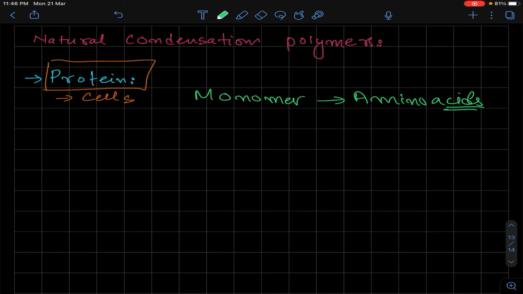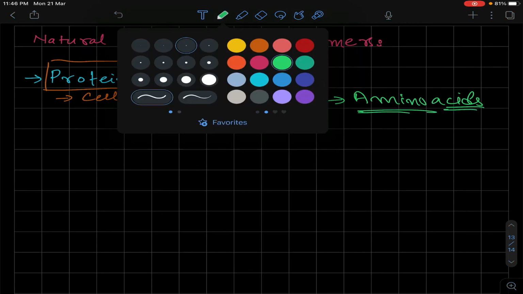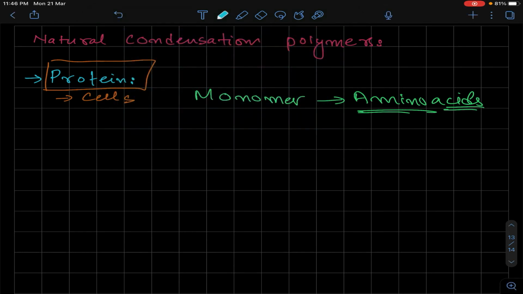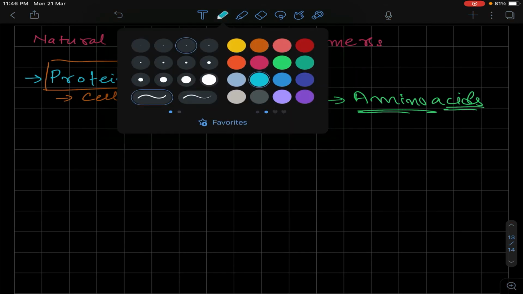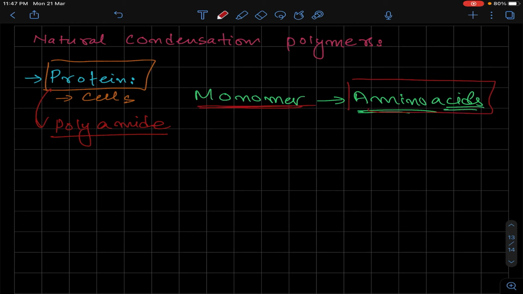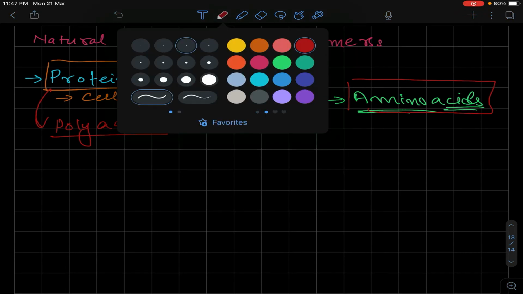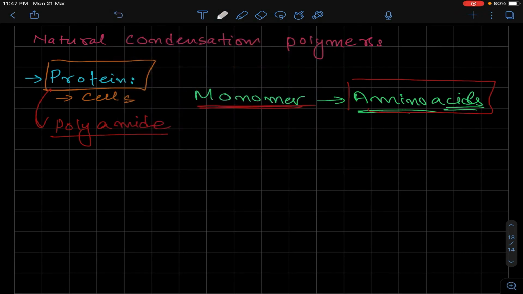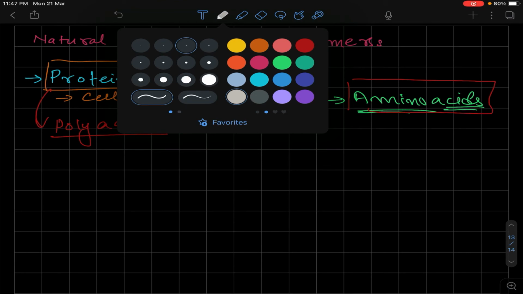And one thing you have to remember is that protein is also a polyamide. We have already discussed one polyamide, a synthetic condensation polymer, nylon. And now protein is also a polyamide. So first of all, let's discuss the structure of amino acids. Amino acids are the monomers of proteins. And what are amino acids? Organic compounds which contain both a COOH group, an acidic group, and an amine group.